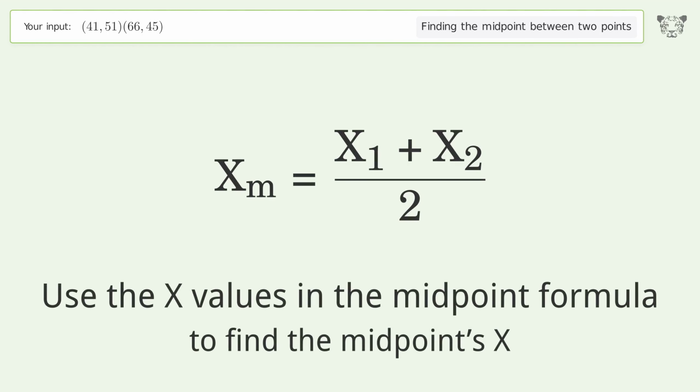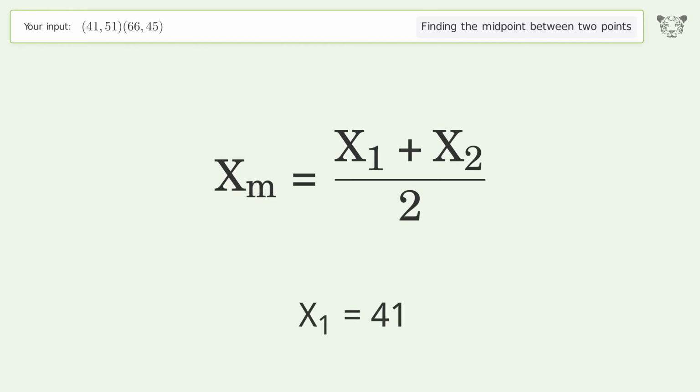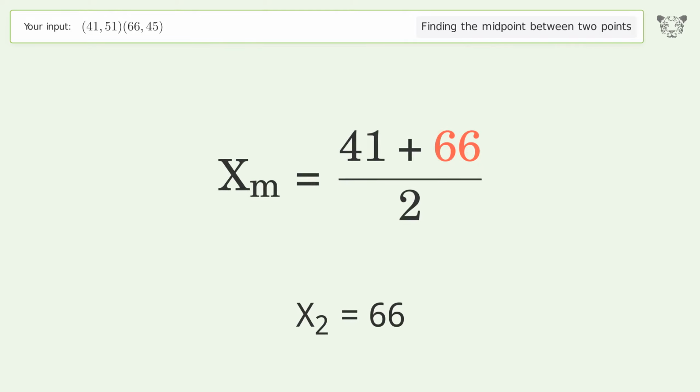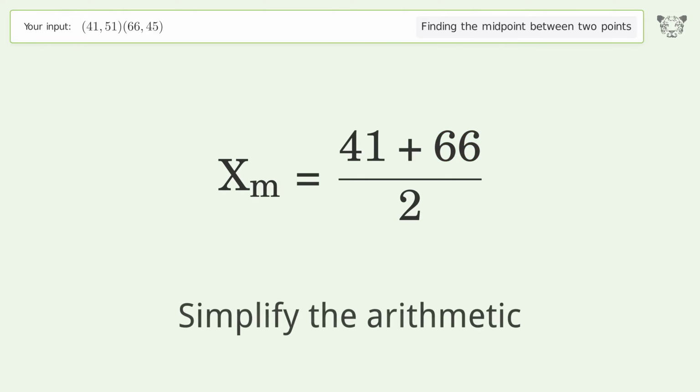Use the x values in the midpoint formula to find the midpoint's x. x1 equals 41. x2 equals 66. Simplify the arithmetic.